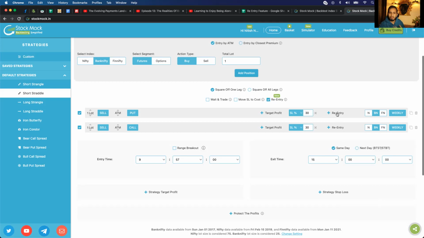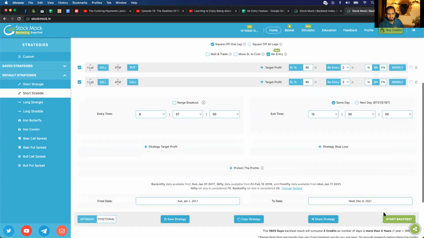If you click on it, it will ask you how many times you wish to re-enter if given an opportunity. So from 1 to 5, one means you want to re-enter only one time. I will test it with 2 times re-entry. Obviously our beta users have tested it with many big numbers. So let's test it here. Okay. So let's allow it to run.